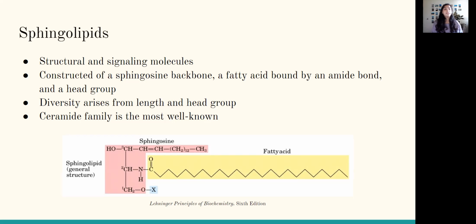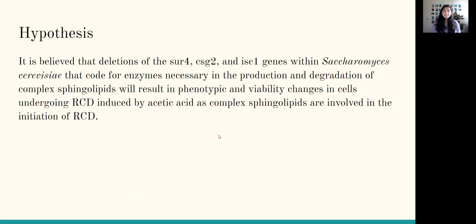Regulated cell death is tied to sphingolipids. It is not characterized well, though. It is most characterized regarding the ceramide family, in which the head group is a singular hydrogen. So all of that goes into our hypothesis. That's all tied together, and we want to look at how deletions of specific enzymes within the complex sphingolipid pathways that produce these complex sphingolipids for the cell affect viability and phenotype in cells undergoing regulated cell death induced by acetic acid.